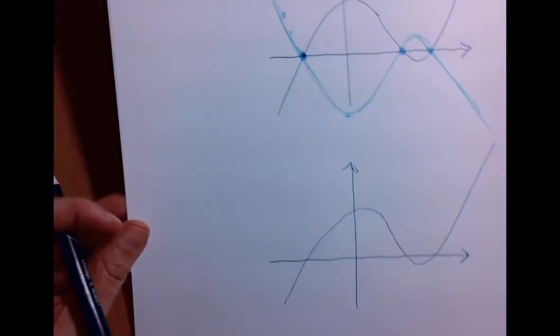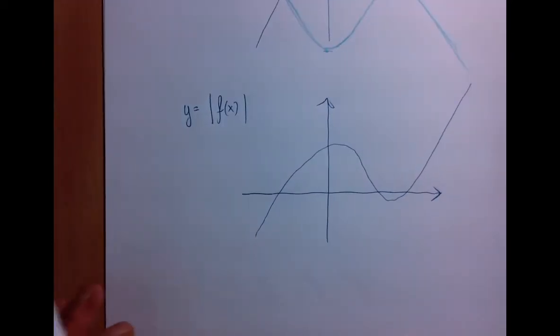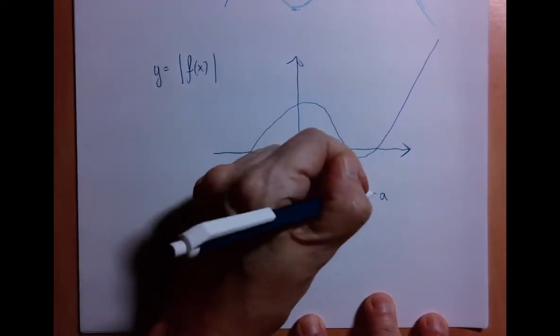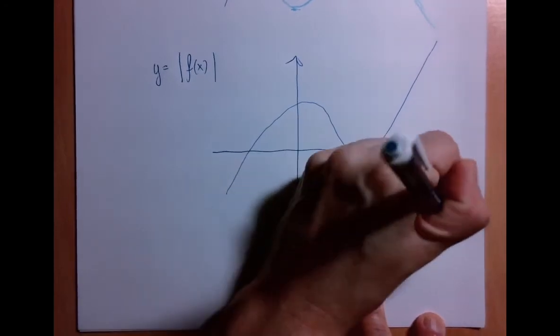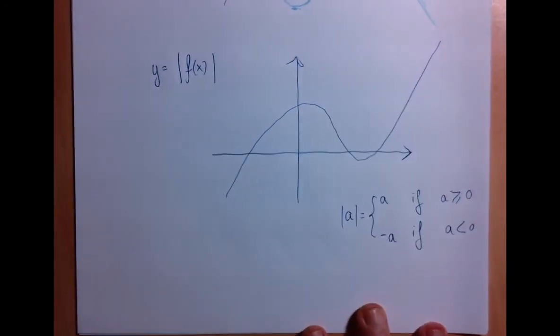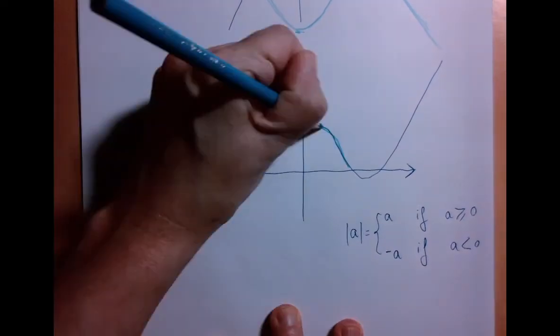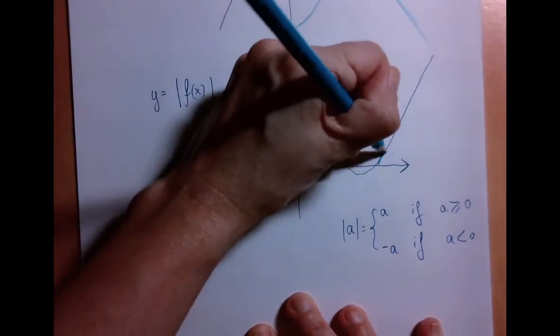So how would we take the absolute value of a function? So what does the absolute value do? The absolute value of a number is the number itself if that number is positive or 0, and the opposite if a is less than 0, right? So what that means, wherever y is positive, we just leave it alone. The absolute value of y is the number itself as long as y is positive.